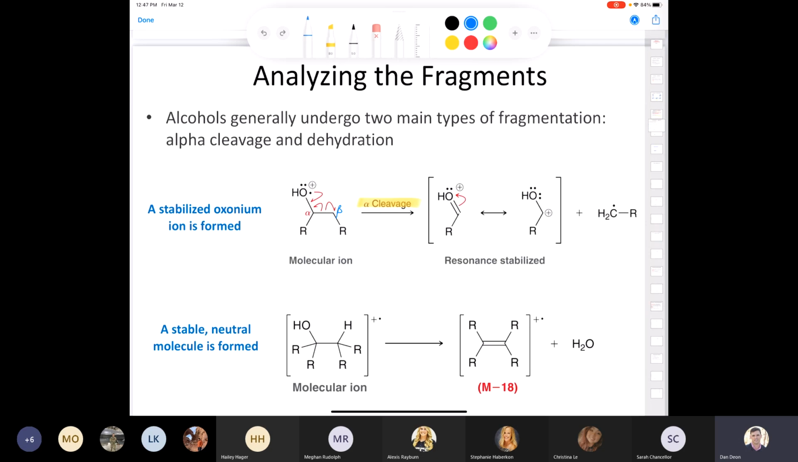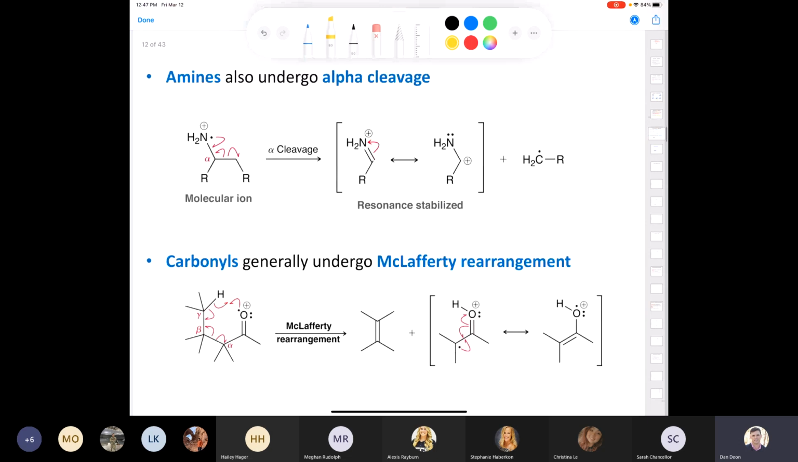Also, we went over the fact that alcohols can lose 18, which is the mass of a water molecule. We looked at the alpha cleavage of amines. Again, same thing. You look between the alpha and beta carbons, you draw a line, and that's the bond that breaks, and you end up producing a cation, which is detected in the mass spectrum.